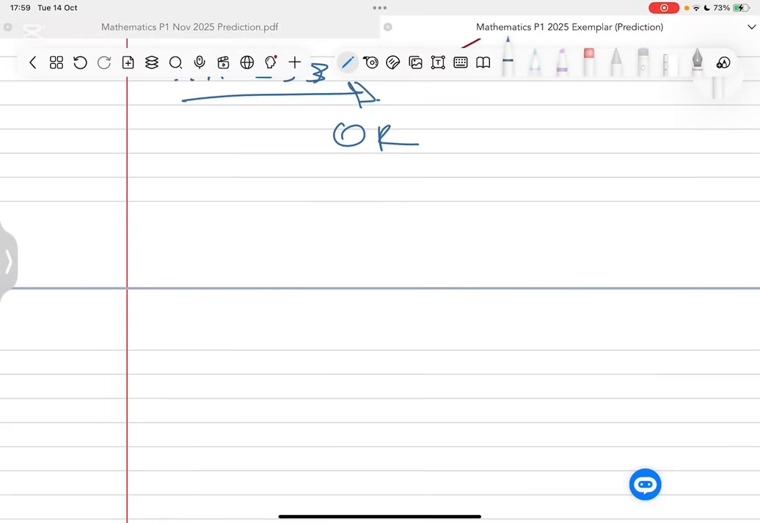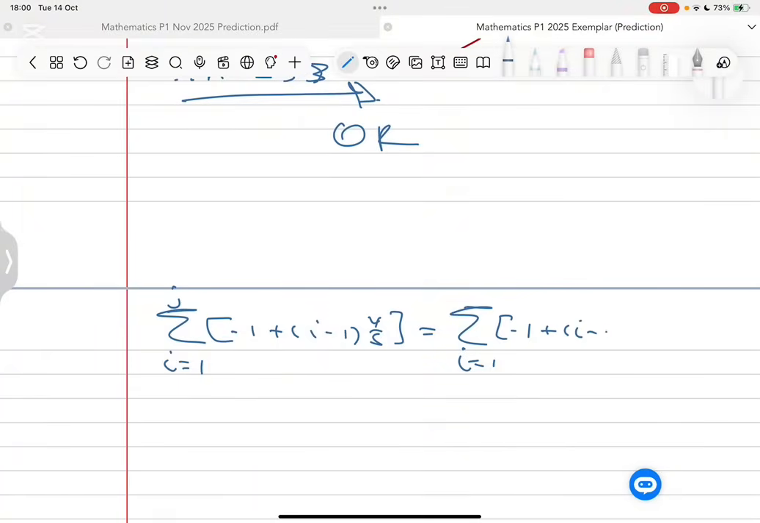So another way of looking at this series is to say that the sum of i from 1 to j, being equal to -1 plus (i minus 1) times 4 over 5, is really the same as breaking this series into 2 parts. We have the sum from i equals 1, where we have -1 plus (i minus 1) times 4 over 5, and we are adding this to the sum of, so here we said k is equal to 30.